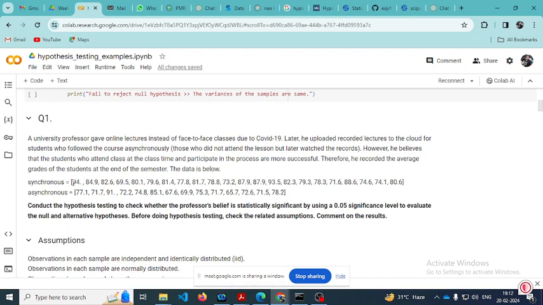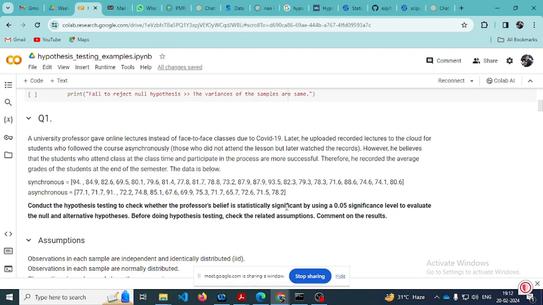Synchronous means the students who attended the class and participated in the process. That means online lectures at that time. Asynchronous means the recorded videos: the students did not participate in the online lecture, but later he uploaded those videos for other students. They watched them and got some grades. So here you have two different groups of grades, one is synchronous and the other we label as asynchronous. This is the average grade of those students.